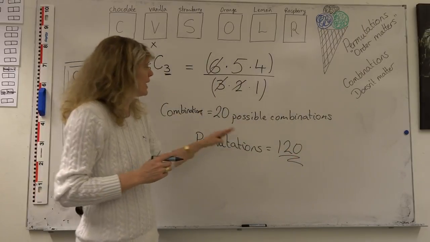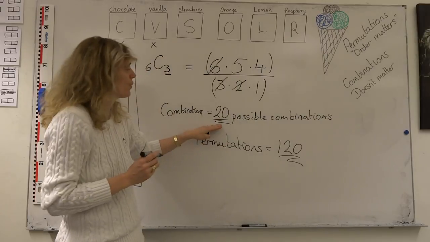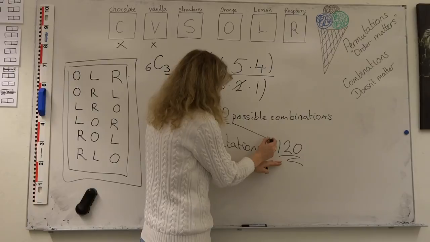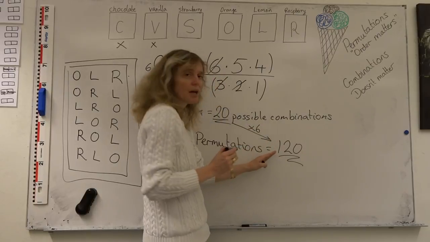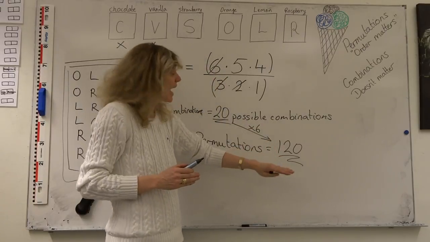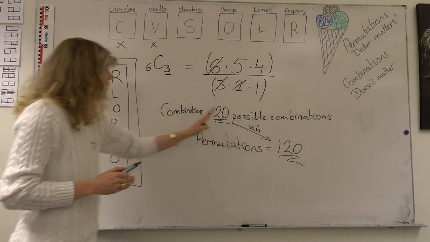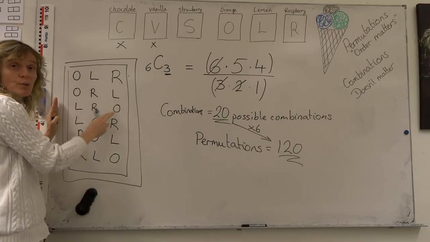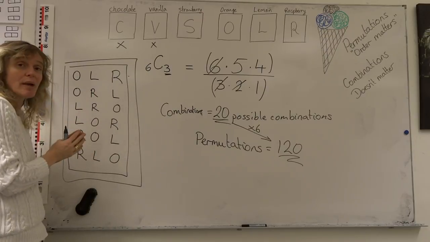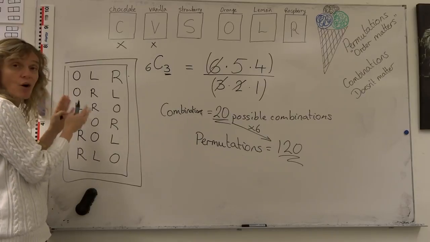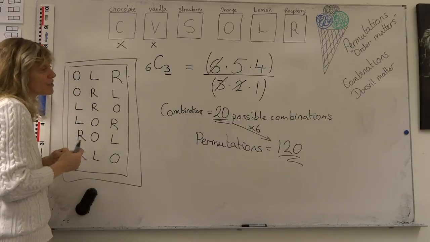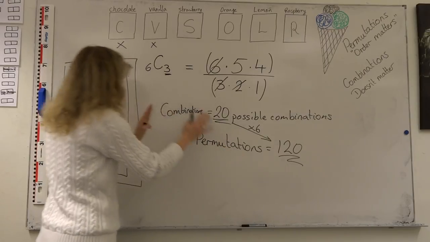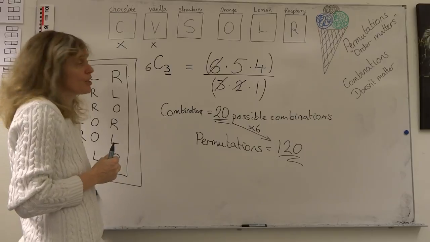Look at the connection here between the combinations, which is 20, and the permutations, that was 120. There's a factor of 6 difference there, times 6, which would be exactly in relation to our finding, because we noticed that every 3 flavors we had, there were 6 possible ways of writing it that actually made the same thing. Here we have orange, lemon, and raspberry as our flavors. So this relationship between combinations and permutations is what we identified when we looked at the pattern.